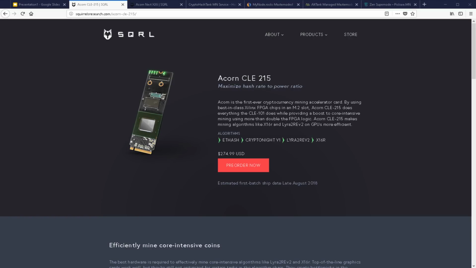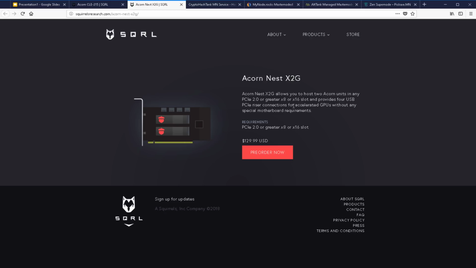Because of my motherboards, I got an H110 motherboard, and I bought the X2G. So is it the 215 plus, or the 215? 215. I did not go for the plus. So you went for the Acorn CLE 215, and the Acorn Nest X2G, which provides the USB risers. Yeah, because there's one with 4 and there's one with 2. This one gives you 4 USB riser connections, and it also gives you 2 additional M.2 slots.